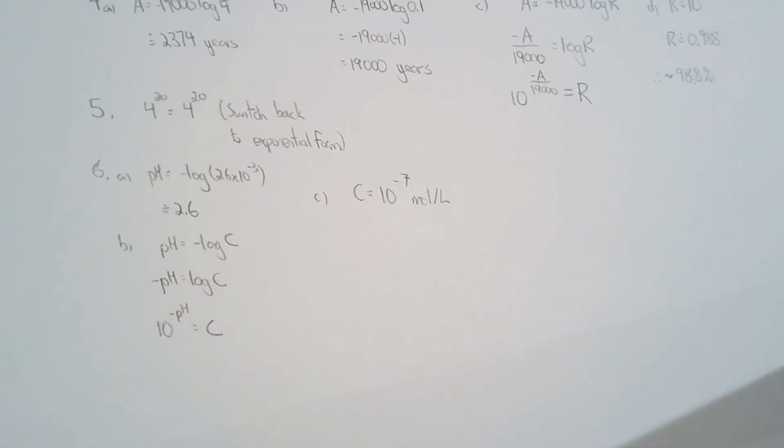And for C, if the pH is 7, you can solve for the concentration of hydronium ions. It's just 10 to the -7 moles per liter. Okay, this sheet was pretty straightforward. Hopefully you found that to be the case.